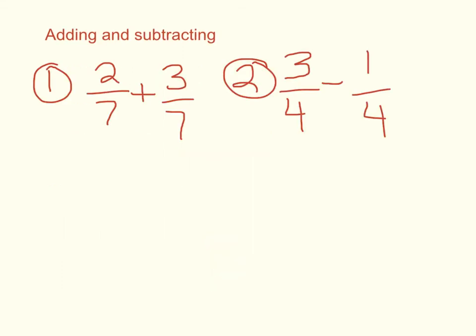All right, number 1, we have 2/7 plus 3/7. Now here, my denominators, which are these, are the same. So that's nice. We have to have a common denominator when you add or subtract fractions. They're the same. So when our denominator is the same, we're just going to take our numerators here, the 2 and the 3, and add them. So 2 plus 3 is 5, and my denominator stays the same. So my answer is 5/7.